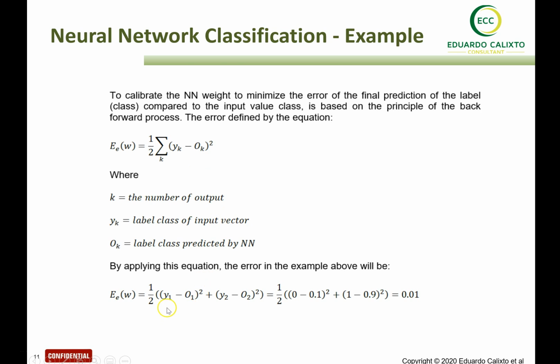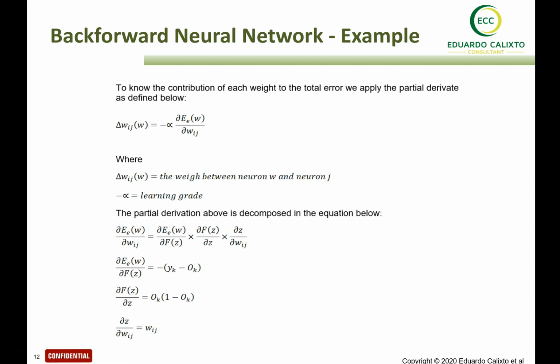So by applying this equation, we can get the values of 0 and 1. The label class predicted here is 0.1 and 0.9. And then, of course, the classes that we really had were 0 and 1, and what was predicted was 0.1 and 0.9. Then the error here is 0.01. This error is used to update the weights.